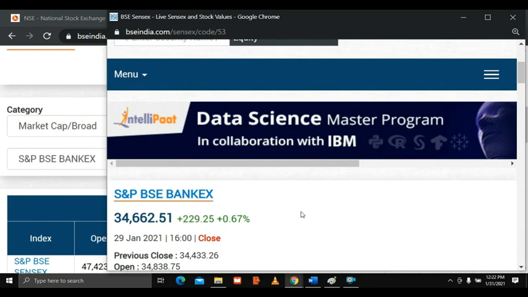Just think about it, take a pause and think about it. Why are we using an index? Why are we calling it a Sensex? We don't have to make any groups. And why did we make a group? To measure the performance of the market. That is why we made a Sensex.